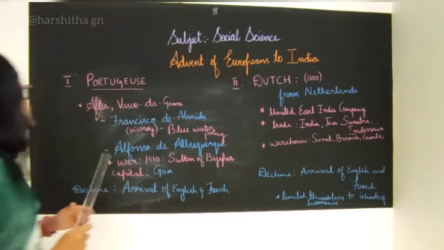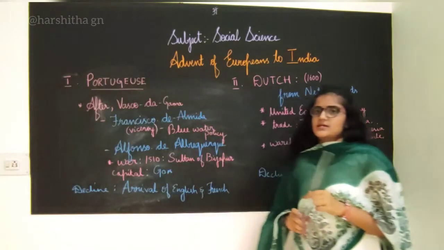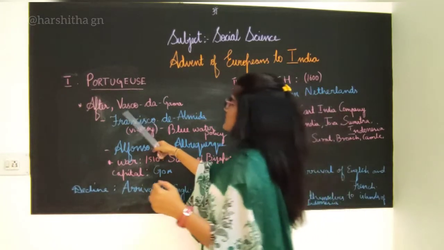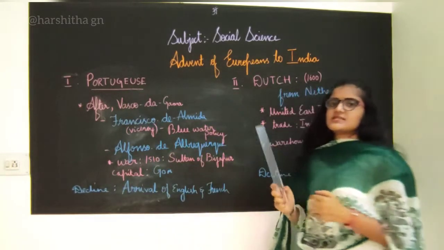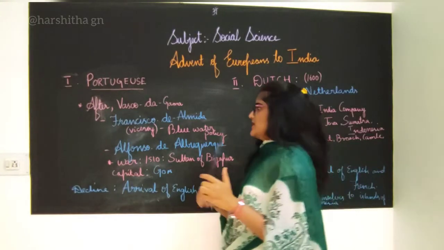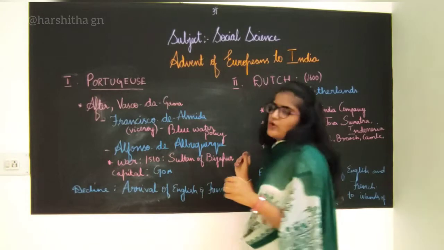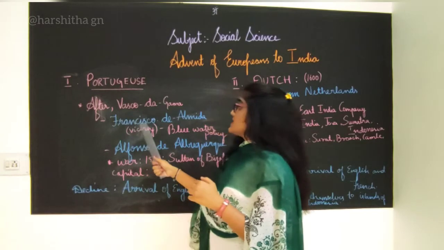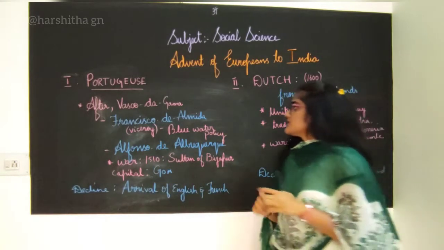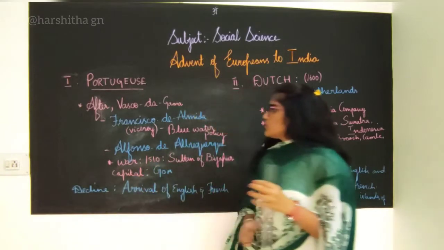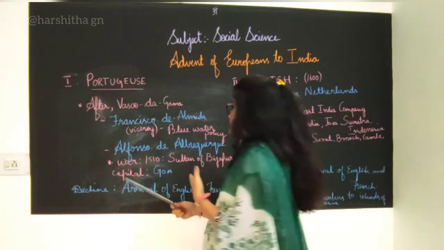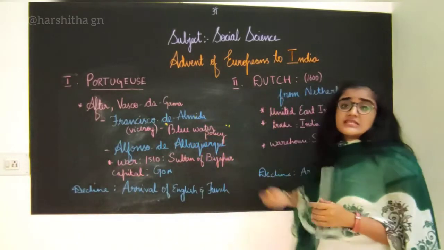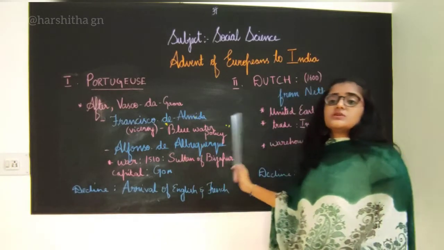So now we will be studying about the Portuguese. The Portuguese entered India through Vasco da Gama. Vasco da Gama entered India for the first time by a sea route. So he was made Viceroy of Portuguese. After Vasco da Gama, there was another person called Francisco de Almeida. This person was the next Viceroy of Portuguese and he introduced a policy called the Blue Water Policy.